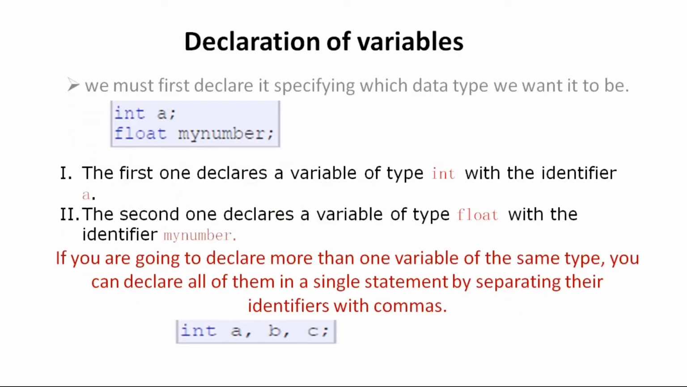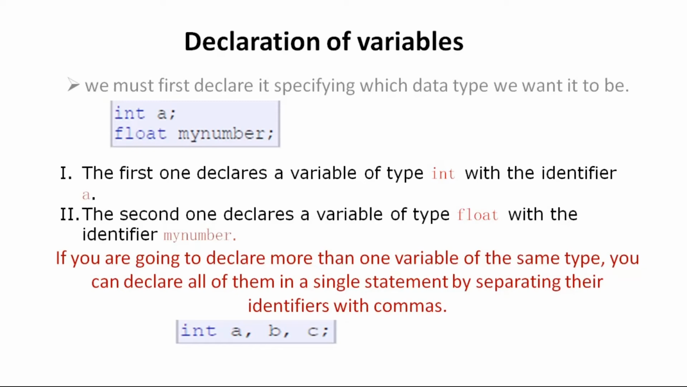Declaration of variable. When we talk about declaration of variable, we said this is what a variable is, and this is what a constant is. To declare a variable, we must first declare it and specify which data type we want it to be. First we must specify which data type we want. After that, we declare. For example, if we want an integer, we say int a. Int is a data type, a is a variable. This means declaration of variable.